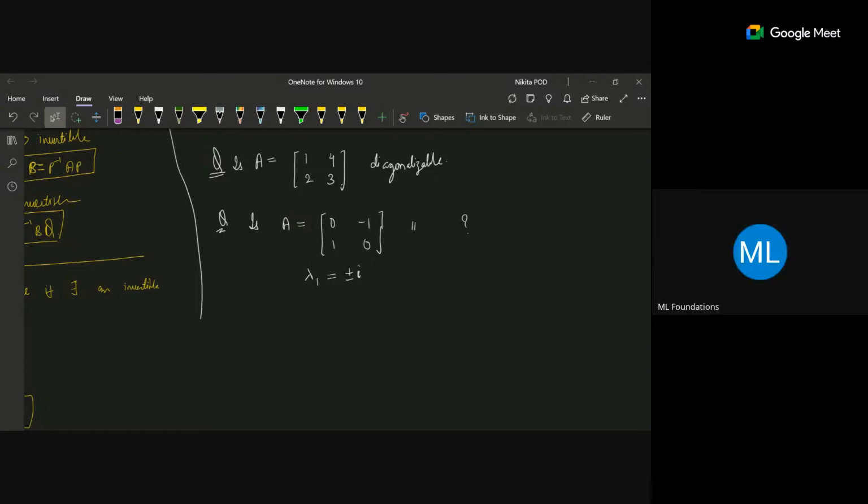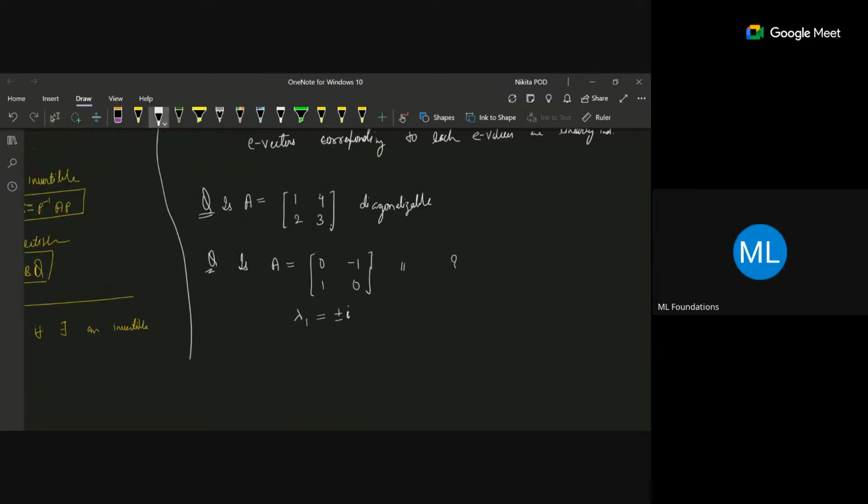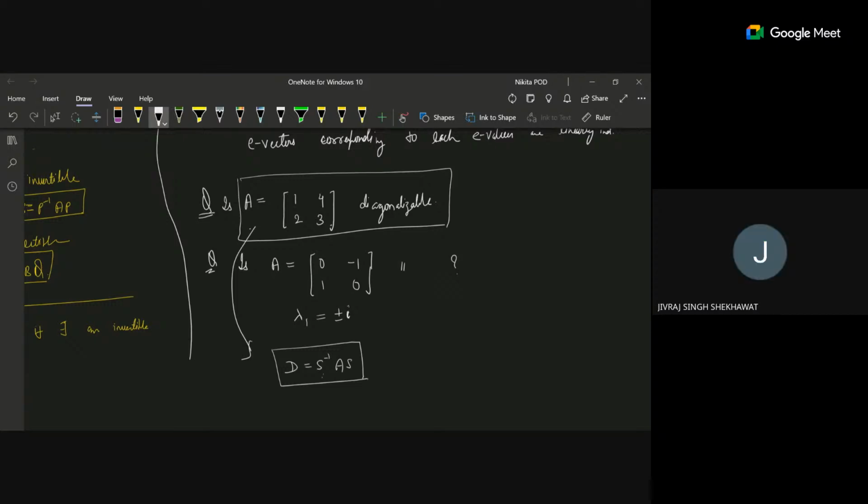If given any matrix A, you should be able to find D. You know how to get this D to be S inverse AS. Like if this matrix is given, how do you find this S? Is the question. You know how to do it? Yeah, we'll put the eigenvectors in it as columns.